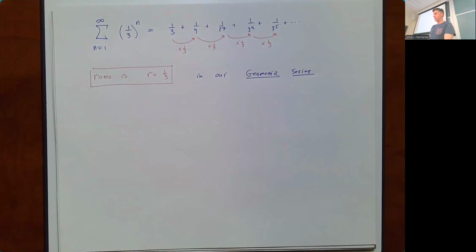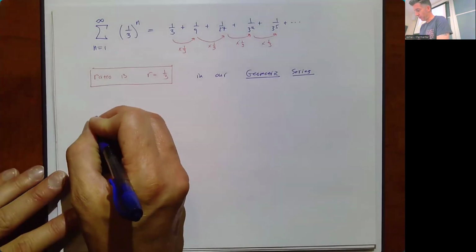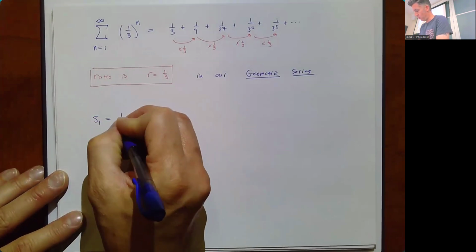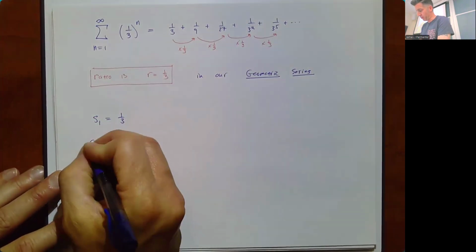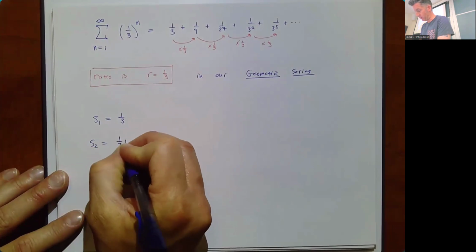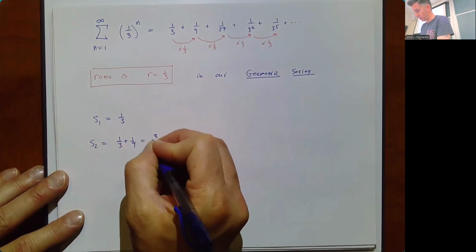So now the question becomes, does this thing converge or diverge? Typically, if we want to see whether something converges or diverges, we often start off by looking at the partial sums to see what they're doing. So we try to find a pattern or a formula for the partial sums. My first partial sum is 1/3. My second partial sum is 1/3 plus 1/9, which is 3/9 plus 1/9.